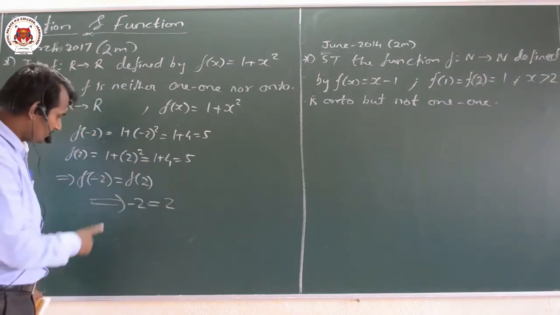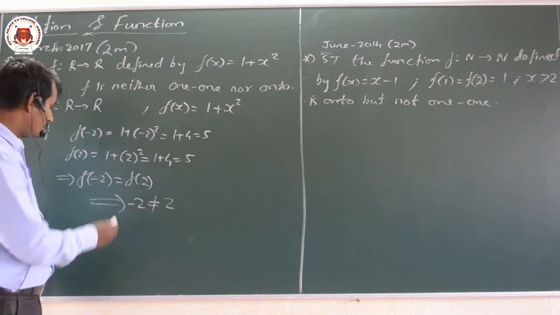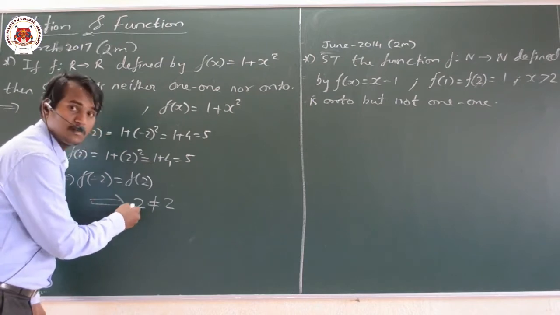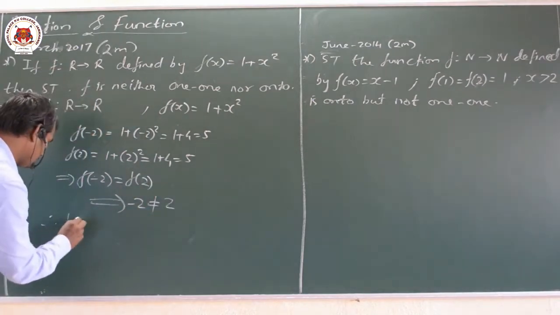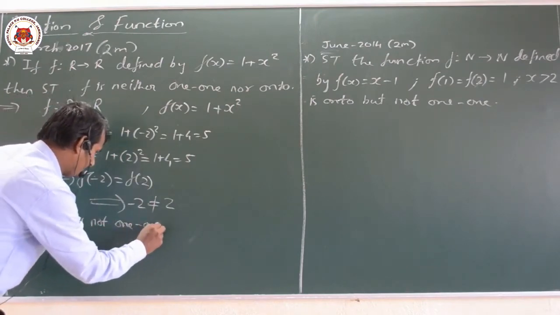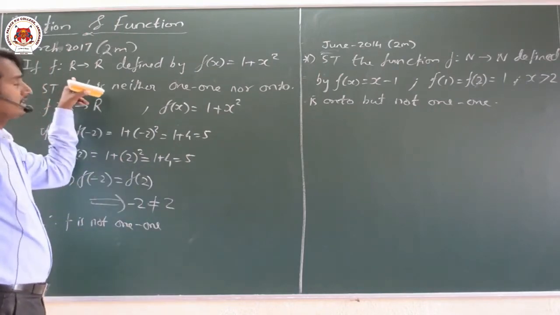Does that imply minus 2 equal to 2? That does not imply. So what we had shown, f of x1 equal to f of x2 does not imply x1 is equal to x2. Therefore f is not 1-1. Therefore f is not a 1-1 function. Why did it occur? Because it was a real number.